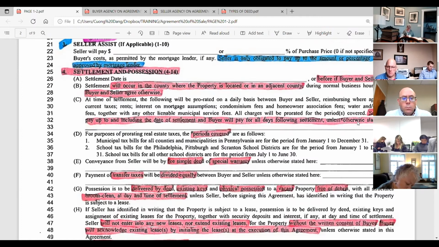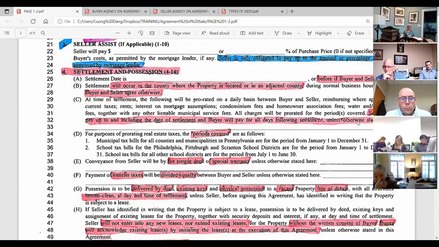D, for purposes of prorating real estate taxes, the periods covered are as follows. 1, municipal tax bills for all counties and municipalities in PA are for the period from January 1 to December 31st. So your real estate tax for local, county, municipals, that is on a calendar year basis. Okay, January 1 to December 31st.